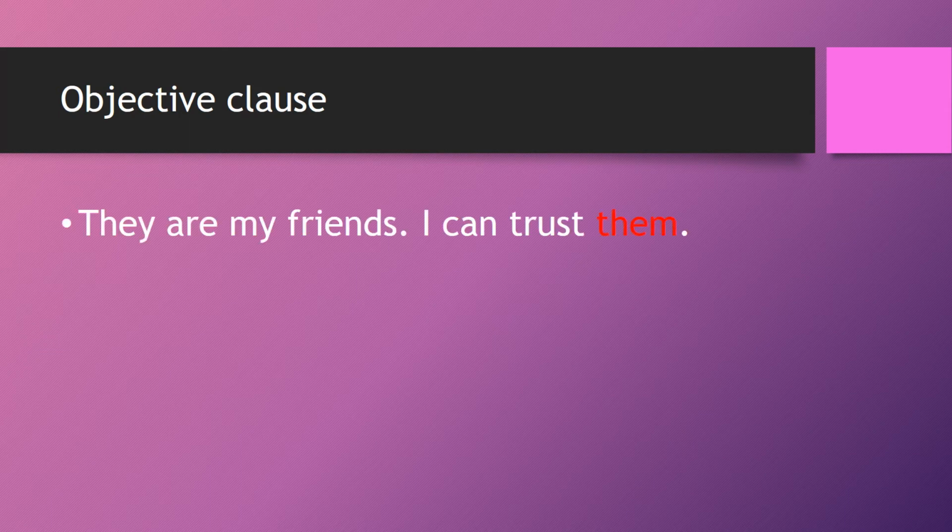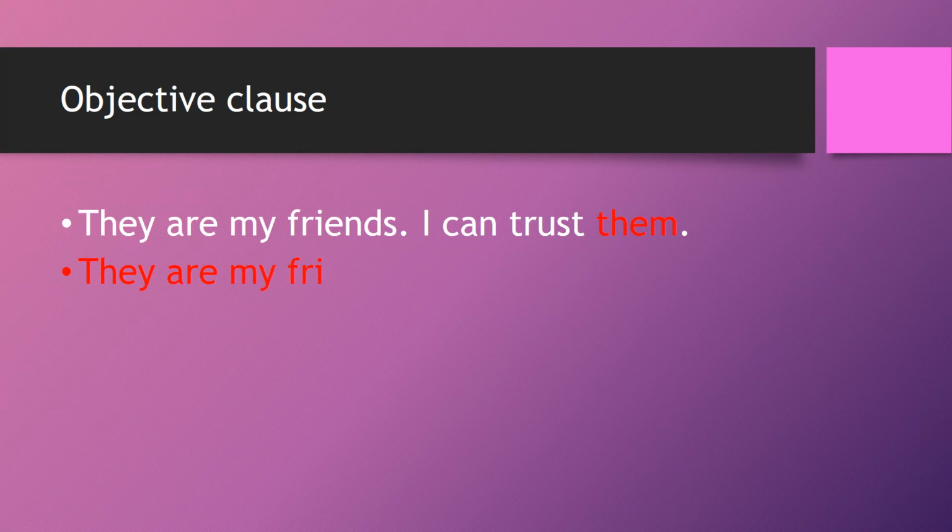Let's see the example for object relative clause. In this case, we can drop the relative pronoun if we want. They are my friends, I can trust them. Look at the second sentence. Them is an object which turns into who or that.